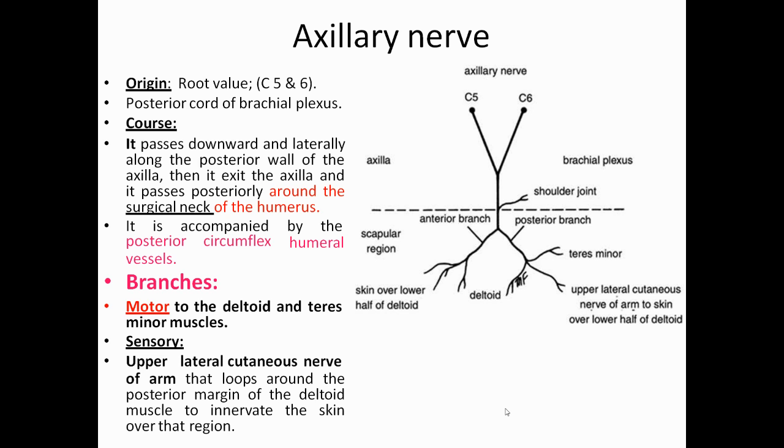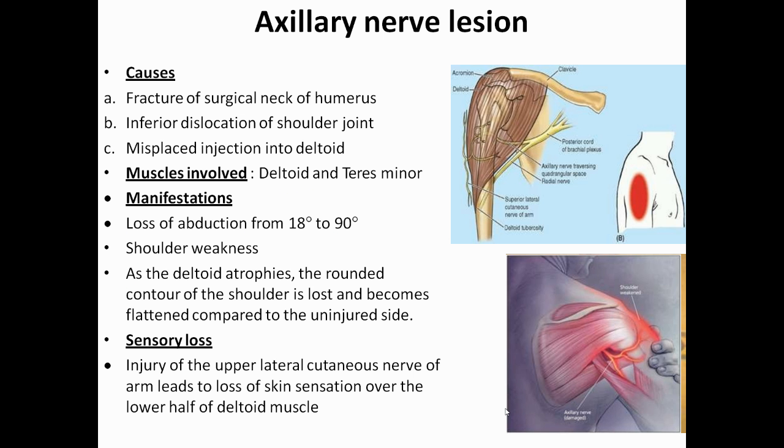Now we will see the clinical anatomy of the axillary nerve. Axillary nerve lesion causes: fracture of the surgical neck of the humerus, inferior dislocation of the shoulder joint, and misplaced injection into the deltoid. Deltoid and teres minor muscles are involved, and the manifestation is loss of abduction from 15 to 90 degrees and shoulder weakness. As the deltoid atrophies, the rounded contour of the shoulder is lost and becomes flattened compared to the uninjured side.